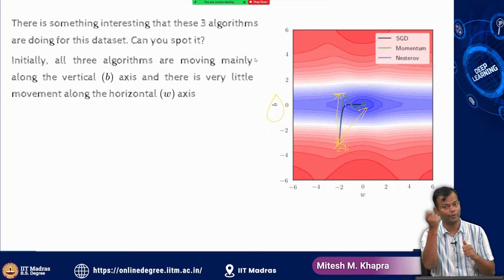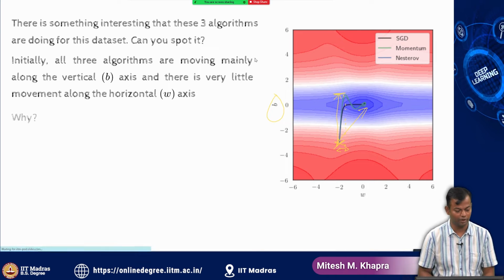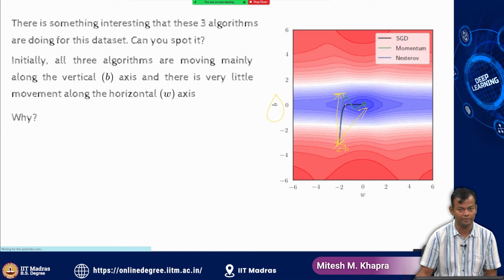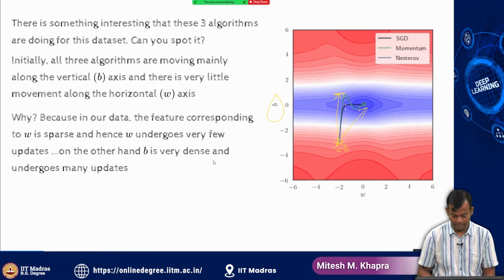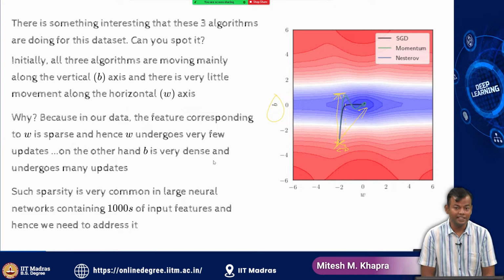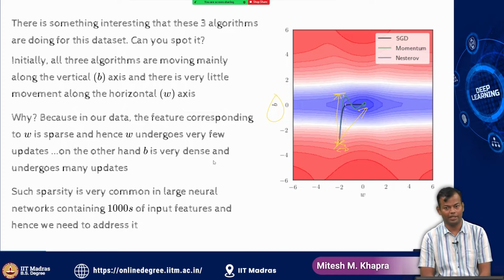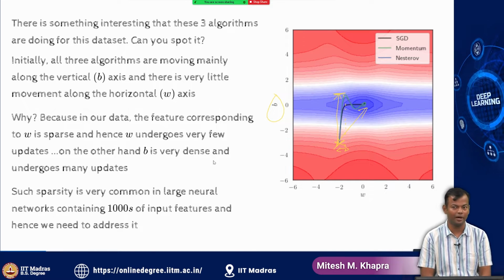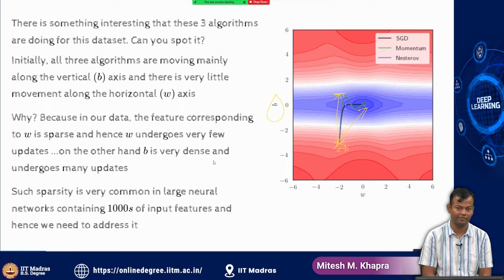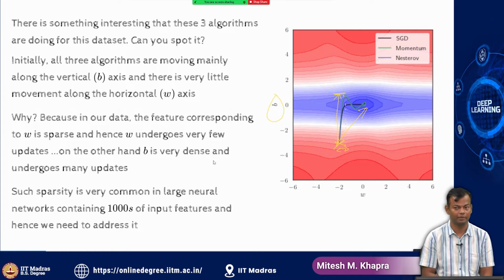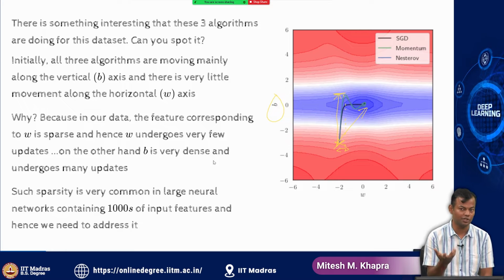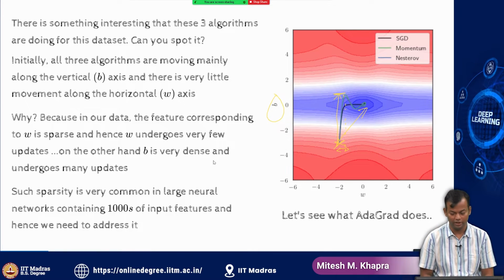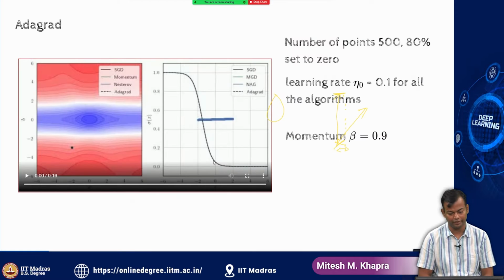So all the algorithms are moving in the vertical axis and then they start moving along the W axis, and we know the reason for this. I just explained what the reason was. And such sparsity is very common in large neural networks, right? You have thousands of input features and many of them might be sparse. So it's not something like a toy example that I've created. This is going to happen in many neural networks, and hence you need to address this issue. If you have sparse features, can you still make faster movements in those directions? So now let's see what AdaGrad does for this case, okay?